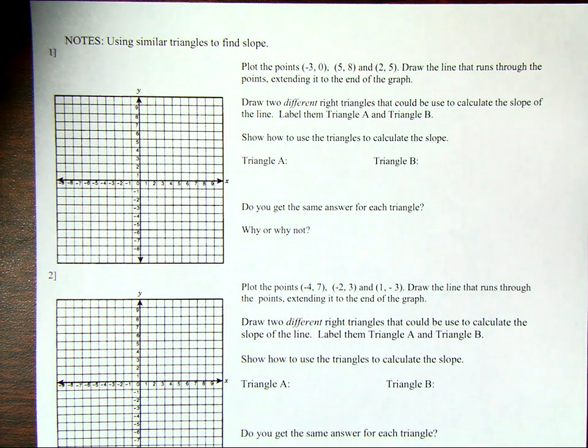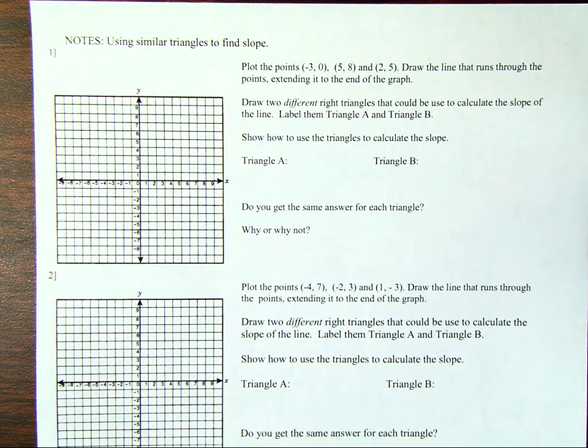So let's go ahead and get ready for that. You're going to need a ruler if you have one. I would use a couple of pens with different colors or markers if you have them, since we're going to be looking at more than one triangle. Okay, so we'll go ahead and get those supplies ready and get started.